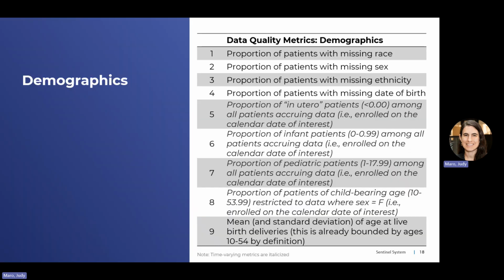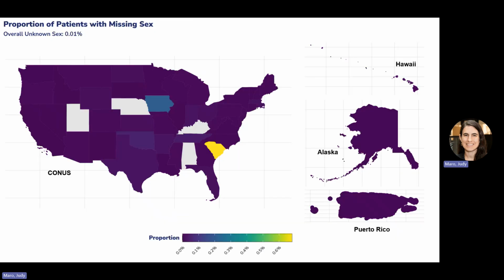We're going to start with the 9 demographic metrics, which are shown on your screen, and we're going to show visuals of each of these demographics. So we start with demographics that relate to missingness in the overall demographics of the data set. And we start with a proportion of patients with missing sex. And you'll see in the upper left-hand corner is the overall rate of missingness in the entire data set.